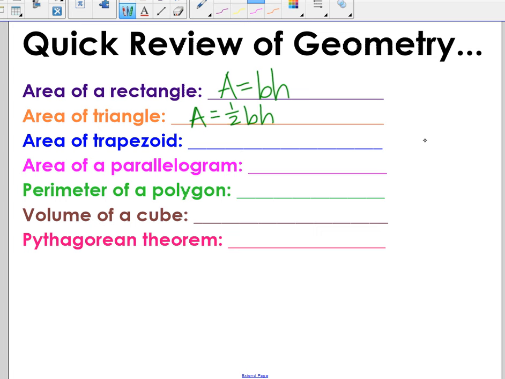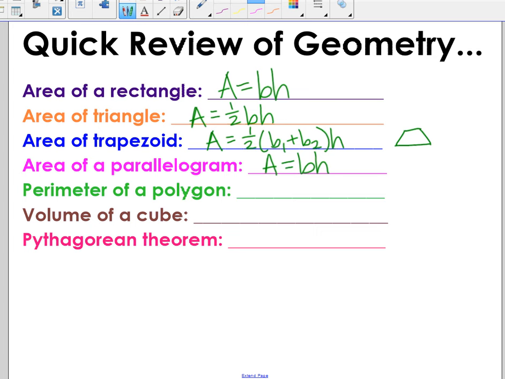Area of a trapezoid. Remember, a trapezoid is a figure that looks similar to this. Sorry, that's just going to be a sketch. Your area formula there is 1/2, and then the sum of the bases, so base 1 plus base 2 times the height. Area of a parallelogram. Well, a parallelogram and rectangle are essentially the same shape, so they have the same formula, base times height.